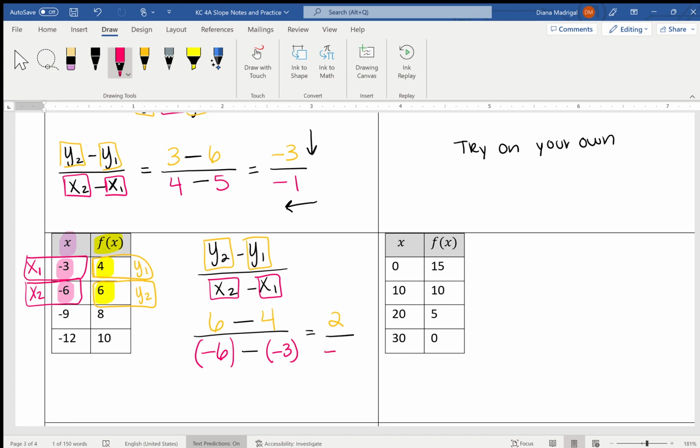That's actually going to give me -3. Once again, what does this mean? That means that I'm going to go up 2 and then to the left 3 because that 3 is negative. That 2 is positive, so I go up. All right, you try the next one on your own.